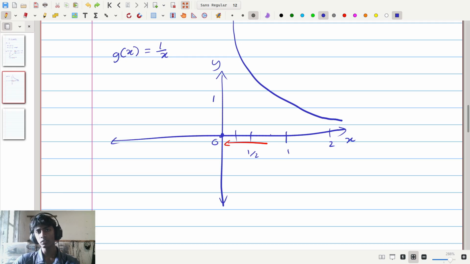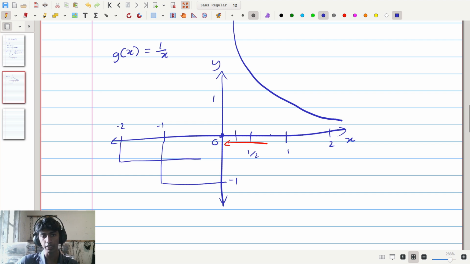However, on the left side, let's say we consider -1. 1 divided by -1 is -1. So over here, the corresponding value is -1. If we consider -2, 1 divided by -2 is -half. So we have -half over here. How about -half? Well, x equals -half will correspond to 1 divided by -half, which is -2. If we do -1/4, we get -4.